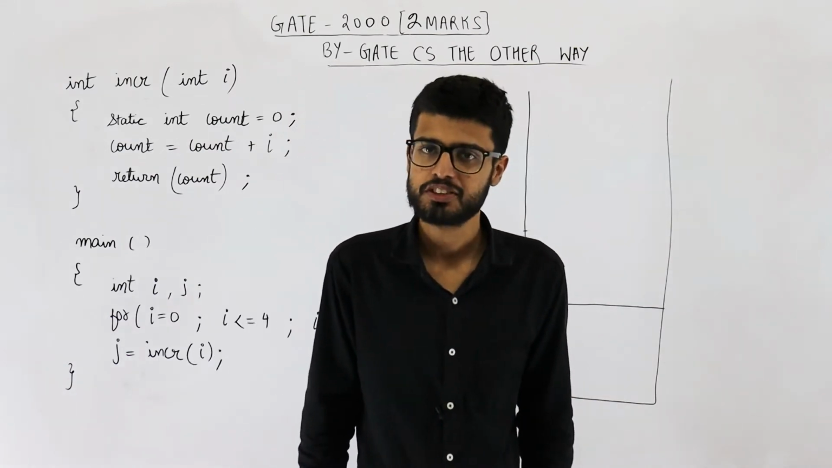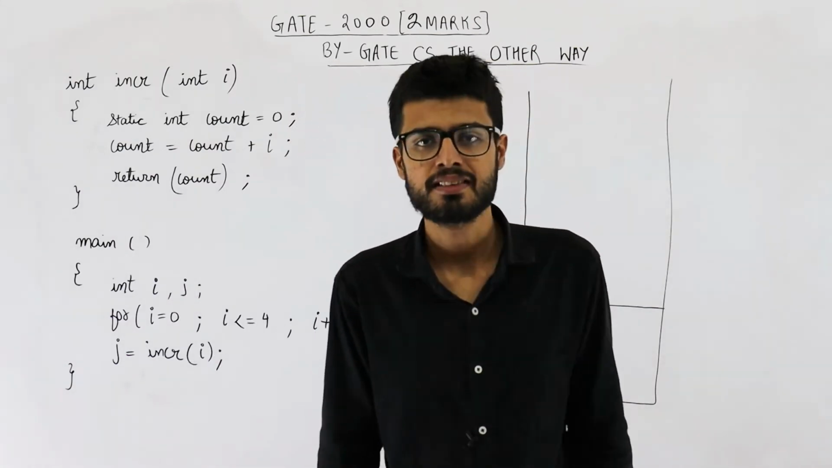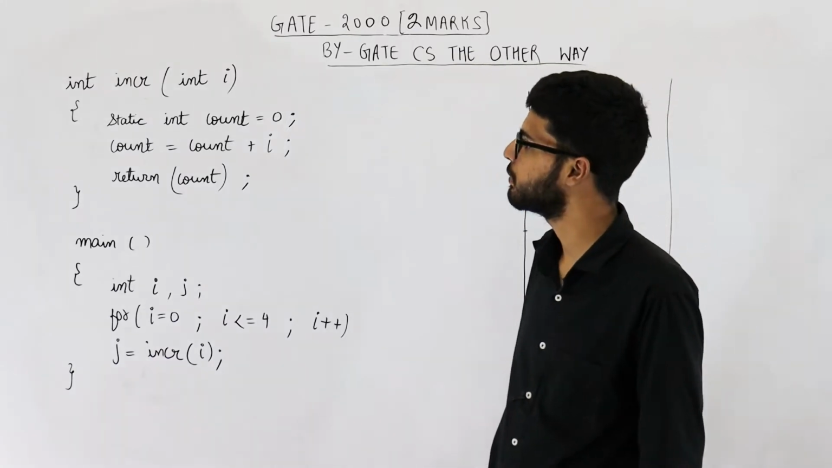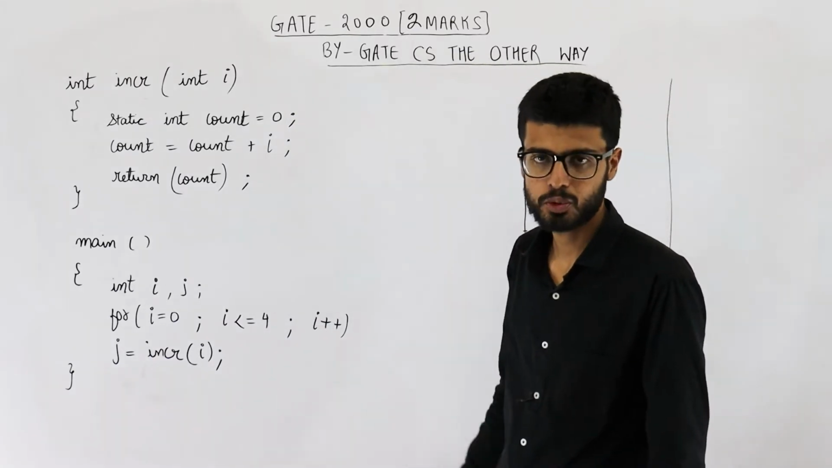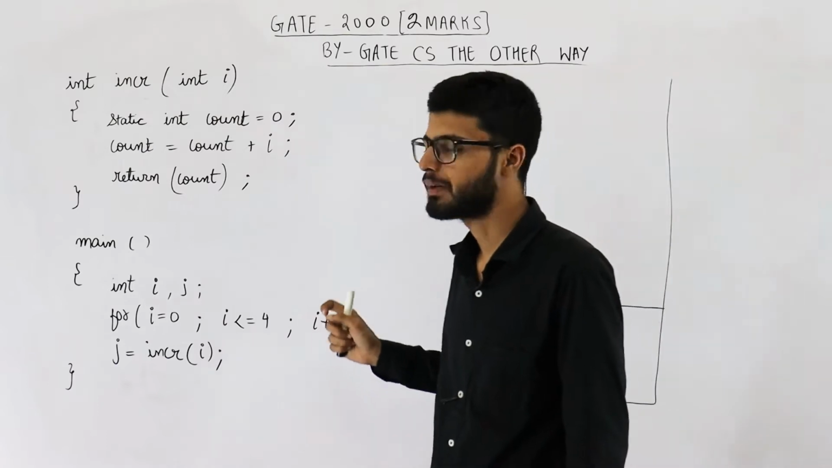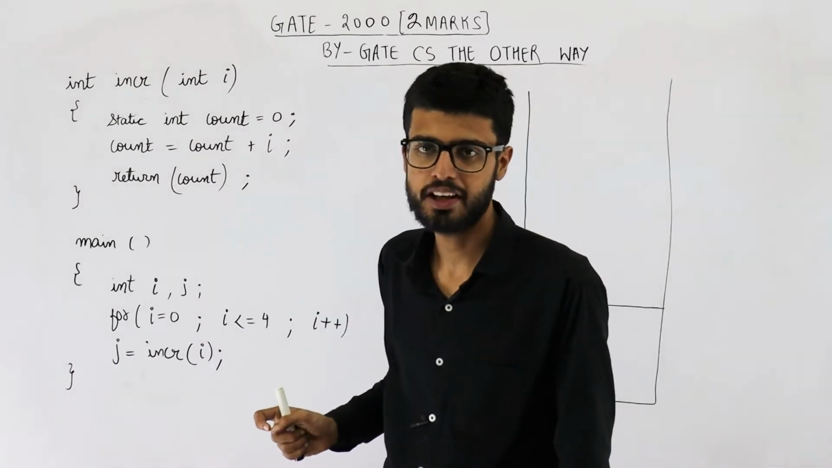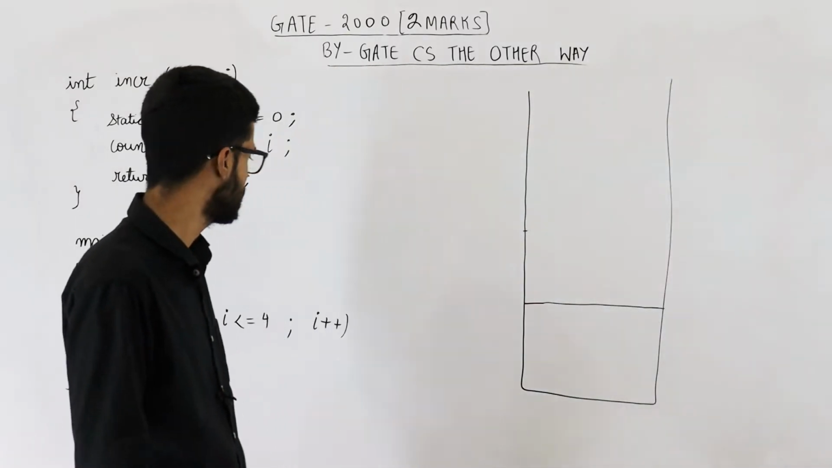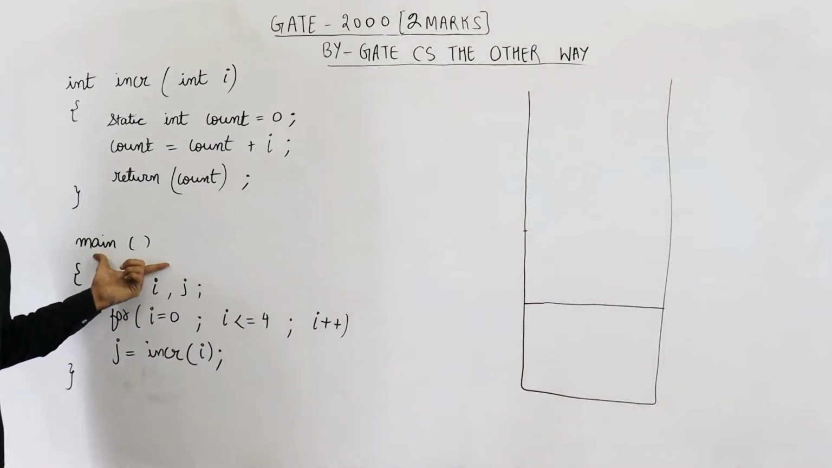This 2 marks question is from GATE 2000 exam. They are asking what will be the value of variable j after executing this program. Now I've already told you many times that execution has to begin from main function. That means this function will be called automatically.